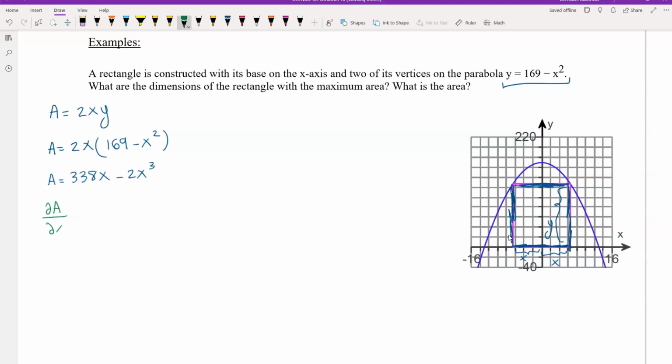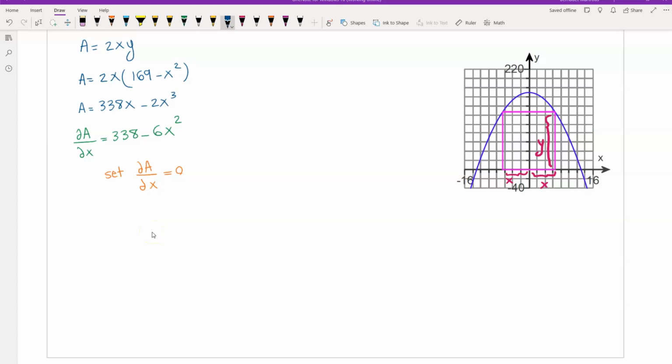Now finding the first derivative. So dA over dx is equal to 338 minus, we have 3 times 2, so that is 6, x, power is 3 minus 1, so that is 2. Set the first derivative equal to 0 and solve for x. So we have the positive value of x. X is equal to 13 times square root of 3 divided by 3. So here is our x, and then later we have to multiply by 2 to have 2x for what we had here on this part for base.